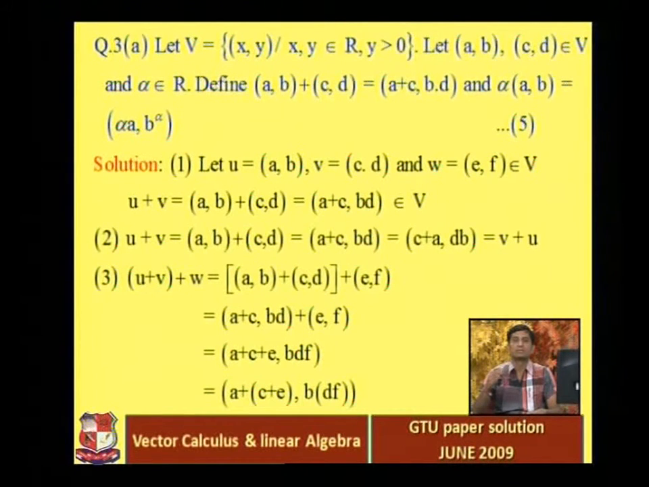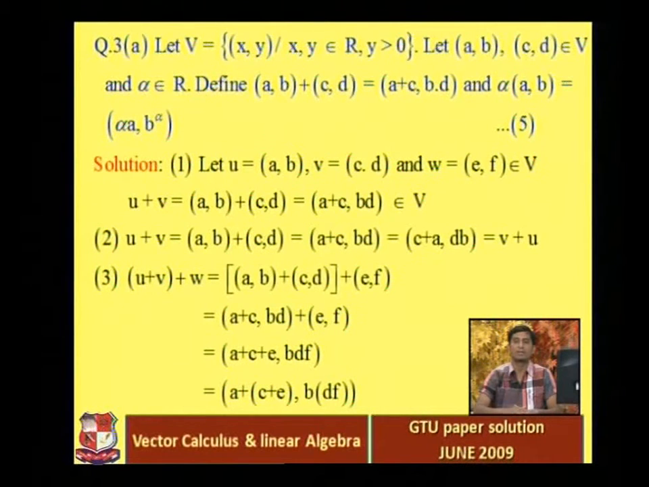Then associativity: (u plus v) plus w is equal to u plus (v plus w). Then commutativity: u plus v is equal to v plus u, that is true for all u, v, w, right? All u, v belong to the set V. The fourth condition is identity, that means there exists an identity which is also in the set, such that u plus that identity theta, sometimes we call it theta or sometimes 0, u plus 0 is equal to u, and similarly 0 plus u is also u.